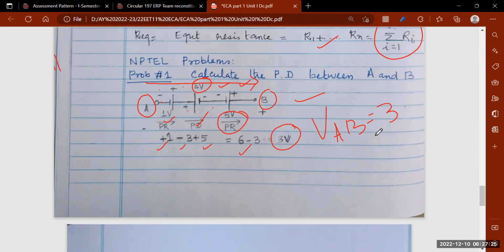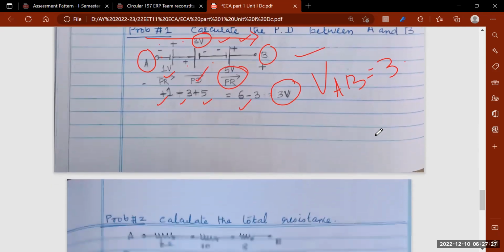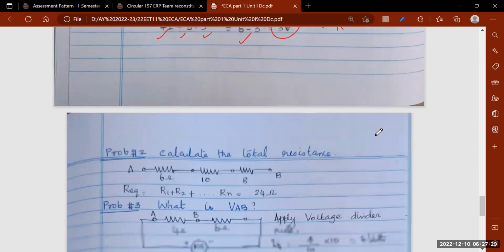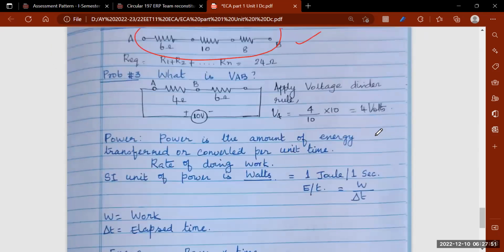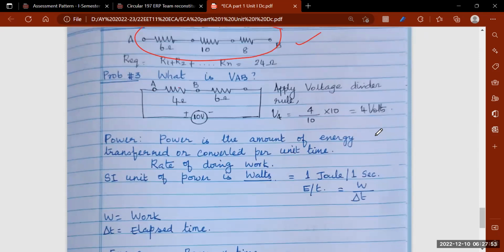So this is one kind of problem. And this is the NPTEL problem, National Programme on Technology Enhanced Learning. Okay. So this is another problem where you have a series connection of resistances 6, 10 and 8. So what is the equivalent resistance? Summation of all these three. So 6 plus 10, 16, 16 plus 8, 24. Right. And for the next one, it is required to calculate the voltage across this element.